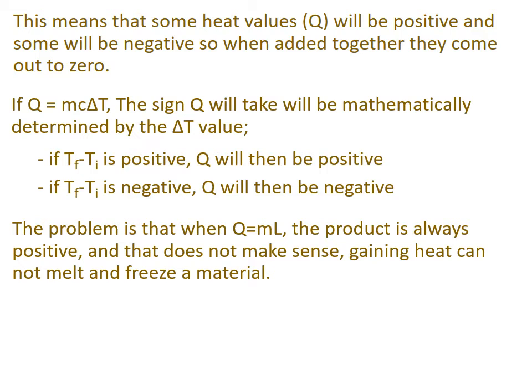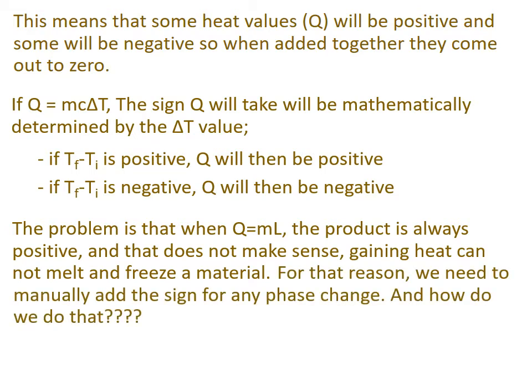The problem is that when we're looking at the formula Q equals ml, the product is always positive. And that does not make sense. Gaining heat cannot melt and freeze a material. For that reason, we need to manually add the sign for any phase change. And how do we do that?